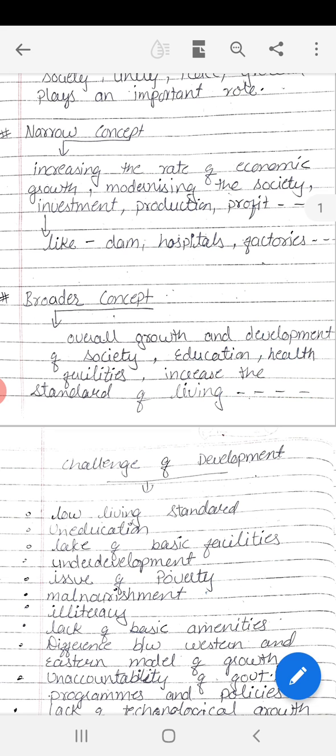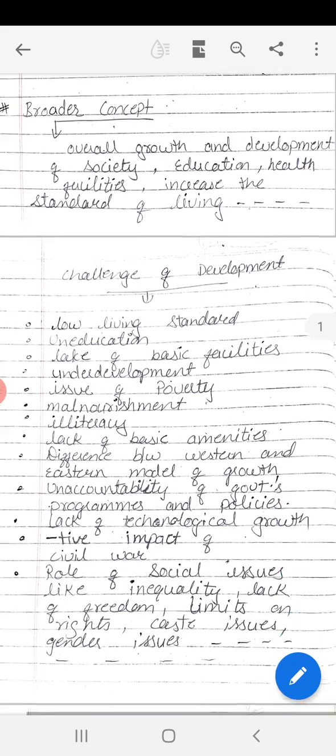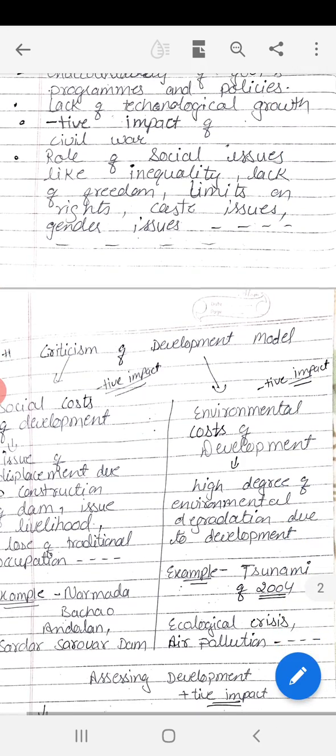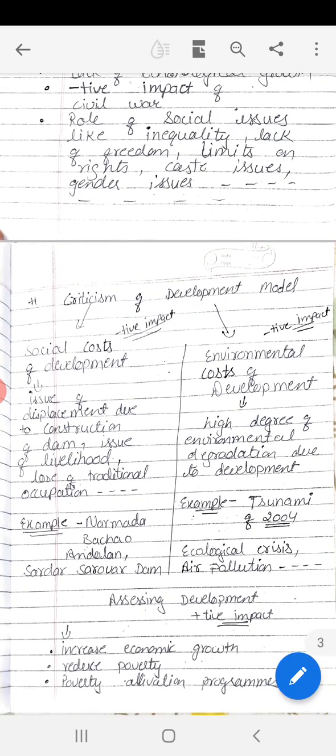Now the criticism of the developmental model: what type of problems or what type of impact that model had on our society. It is divided into three parts: two explain mostly the negative impact on the society, and one describes the positive impact. We cannot say that development always gives a negative impact on our society. Yes, it is mostly negative, but it also gives a positive impact or influence on our society.